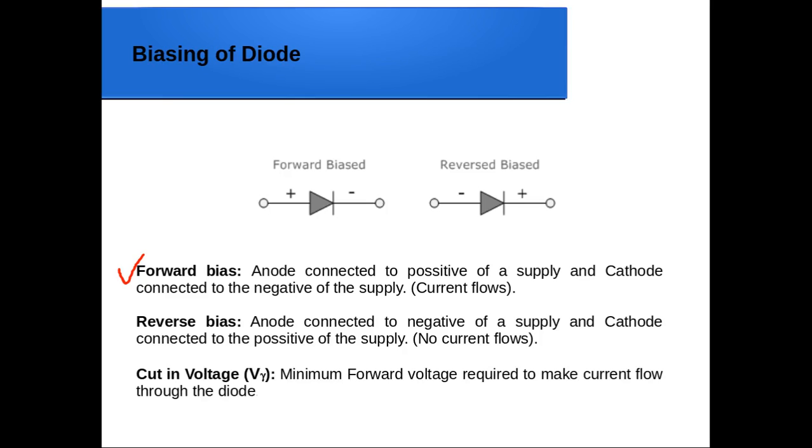And the minimum amount of voltage that is required to make current flow through the diode is referred to as cut-in voltage. It is usually represented using the symbol V suffix gamma. For a silicon diode, the value of cut-in voltage is 0.7 volt, and for a germanium diode, the value of cut-in voltage is 0.3 volt.